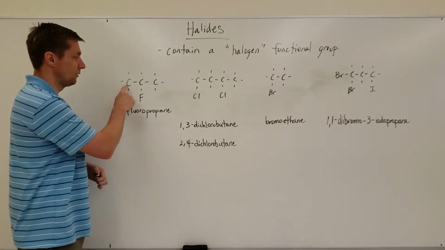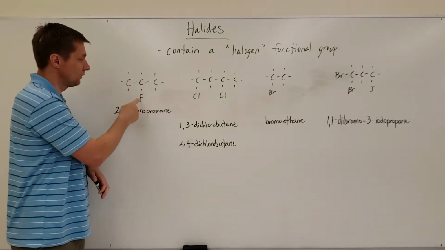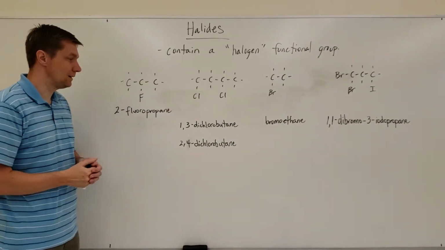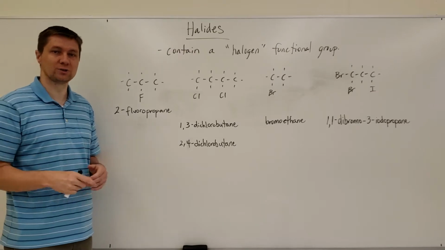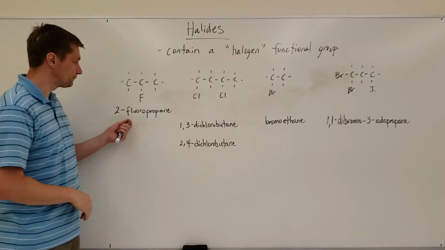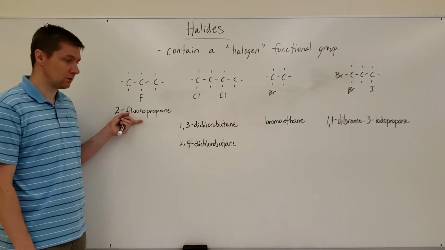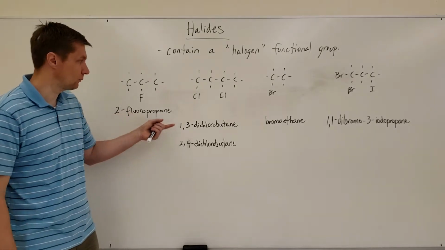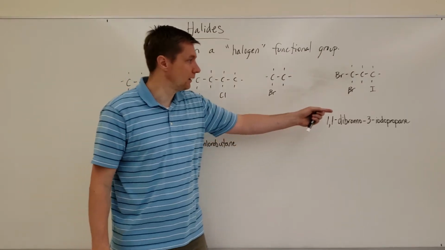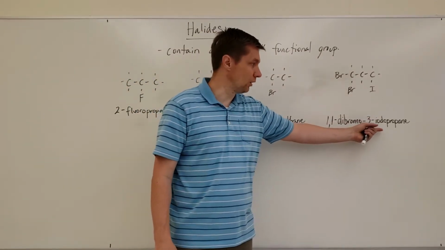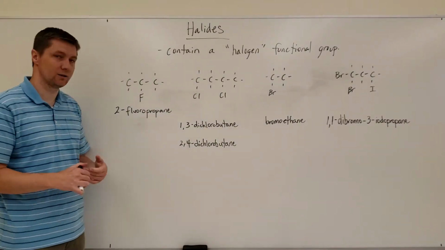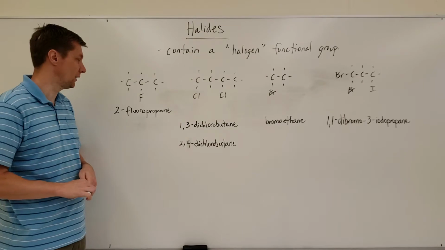In this case, I can number this left to right or right to left. Either way, this fluorine atom is going to get the number 2. Now, when I name these halogen functional groups in an organic molecule, they have a slightly different name. Fluorine atoms, we call fluoro in the organic name. Chlorine atoms, we call chloro. Bromine atoms, we call bromo. And iodine atoms, we call iodo. Make note of how that's written in each of these. The spelling is important, so make sure that you spell those appropriately.